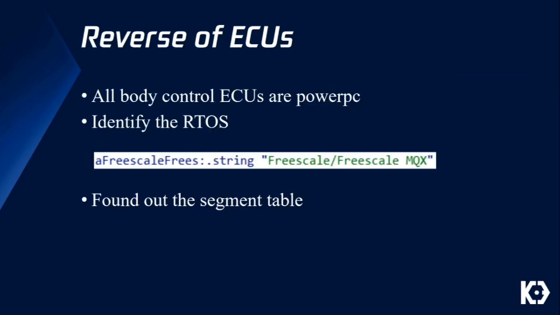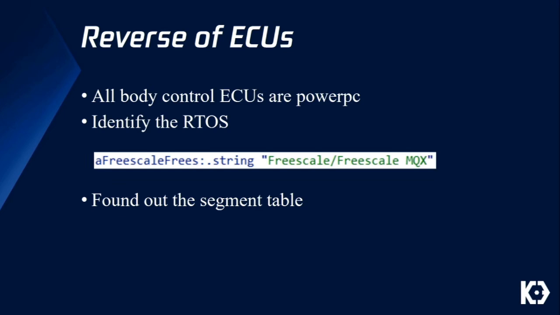And when we talk about reversing the ECUs, it's very lucky, good luck, because all the body control ECUs are Power PC. So you know, IDA has a decompiler for Power PC, so it can make the reverse work a little bit faster. And then we found a string in the firmware: Freescale MQX. That's the Freescale-made RTOS, and you can download some of its source code online.